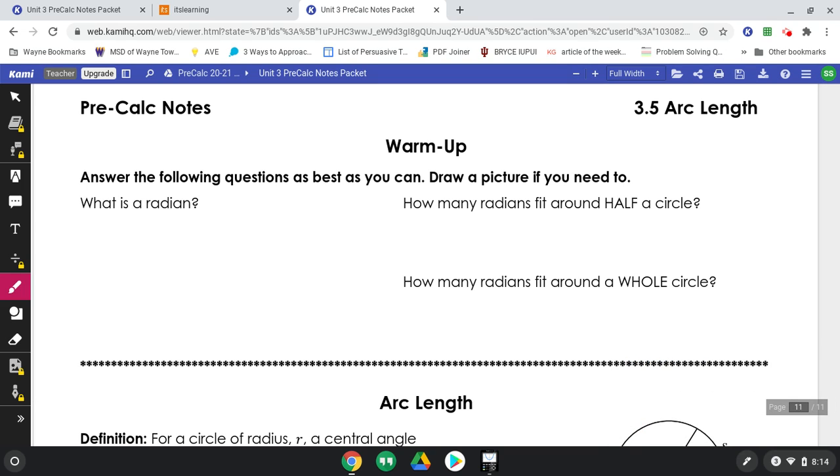These are the 3.5 notes. These are the last notes for our pre-calc class. We're going to talk first about what we did earlier this week, which is what is a radian.